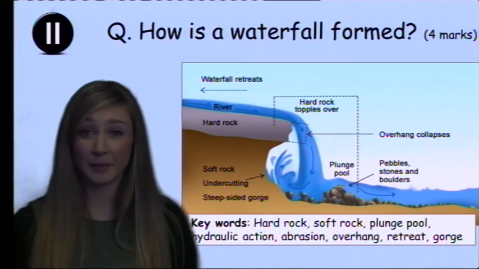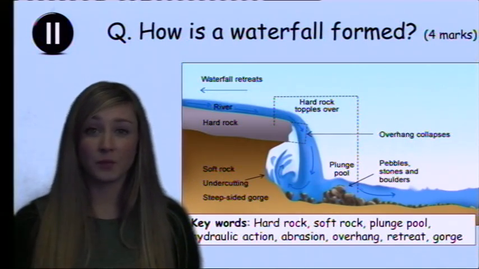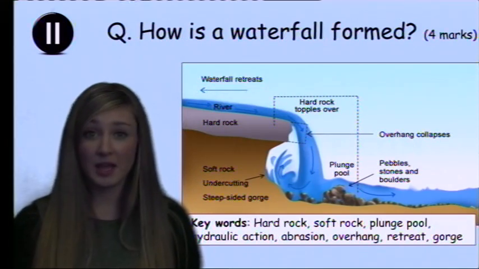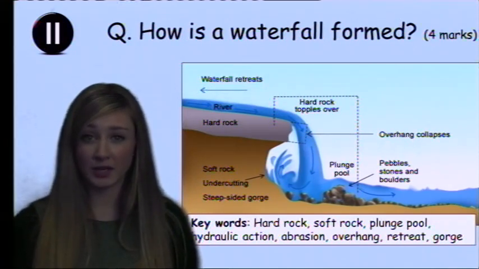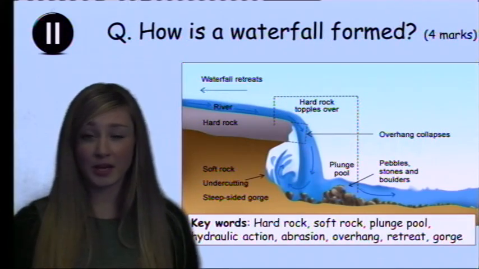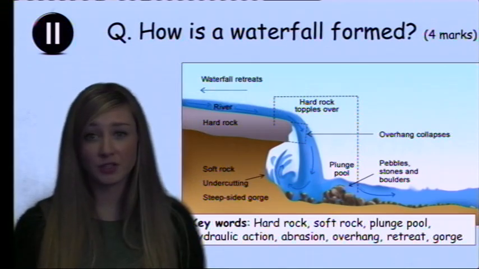This is going to keep happening, and you're going to find that the water is going to now flow over the new hard rock. It's going to hit the base of the river. Those rocks that were in the plunge pool are going to start to flick up again, and they're going to take away or erode through hydraulic action and abrasion part of the soft rock.